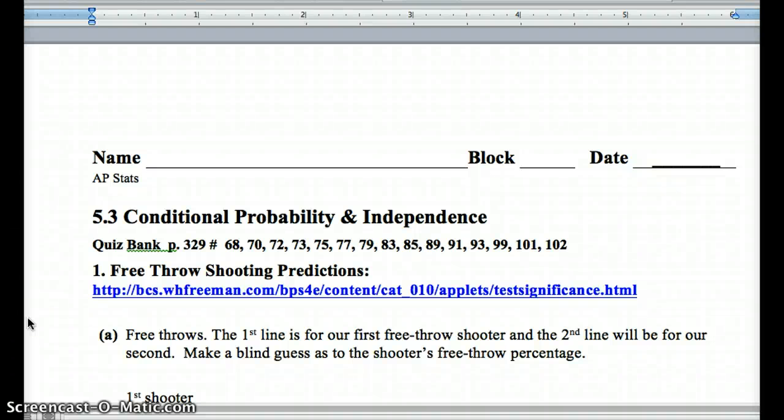Hey guys, this is the Chapter 5, Lesson 3 packet. I'm going to help you get started on this. I have a meeting today, so I can't be in class, but I wanted to make sure you had a good start on this material, because we're going to spend 2 classes on it.